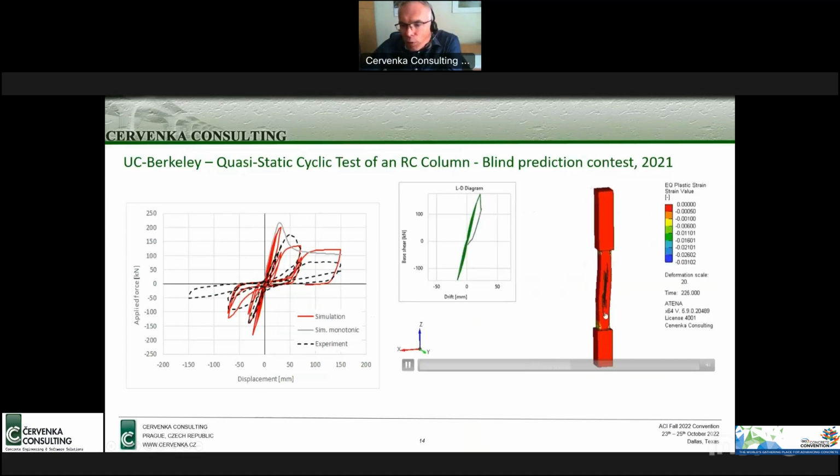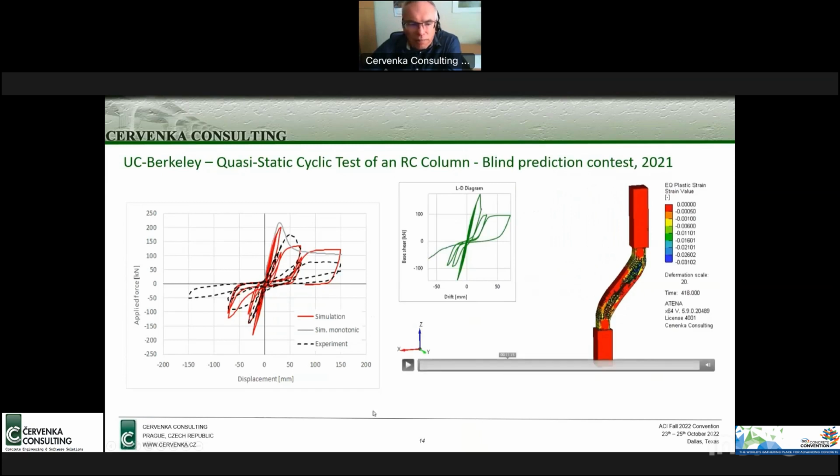And very important in this column was the development of a shear crack in the middle section, because the middle section, as you could have seen on the previous slide, had lower shear reinforcement than the end section. So that's why the final failure mode was mainly governed by the development of the shear crack in the middle section.